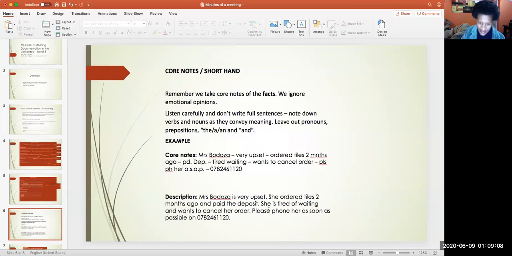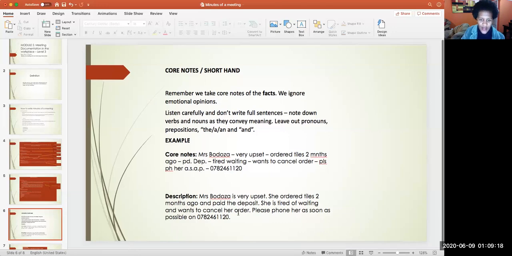She paid deposit, okay? She's tired of waiting. And in the core notes, you just write tired waiting, okay? And wants to cancel her order, wants to cancel order. Please phone her as soon as possible. Please, with a PLS. This is how you write, you usually write your WhatsApp when you talk to your friends.